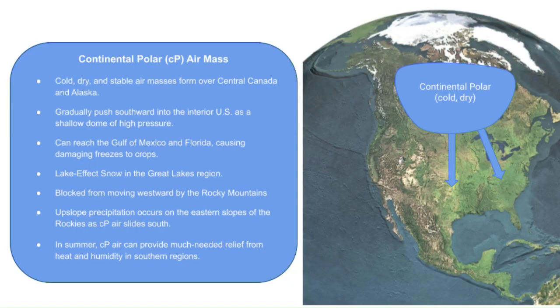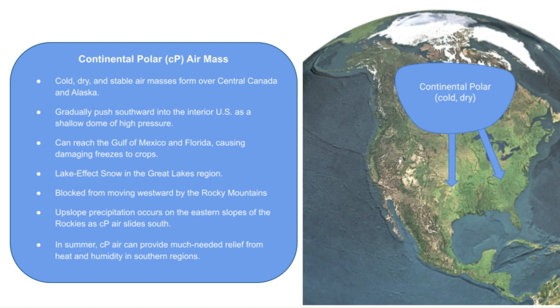Let's start with the continental polar air mass, which often influences the weather in Michigan. Continental polar is a cold, dry, and stable air mass that forms over central Canada and Alaska and gradually pushes southwards into the interior US as a shallow dome of high pressure.